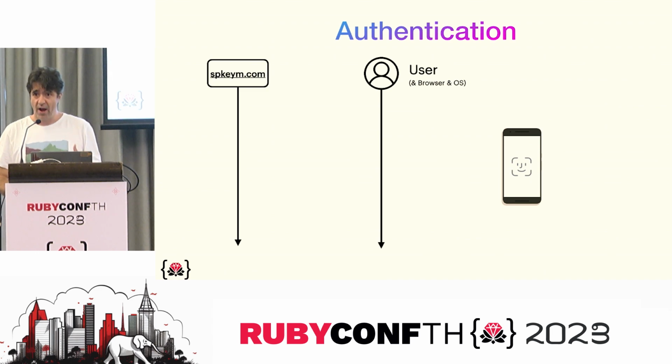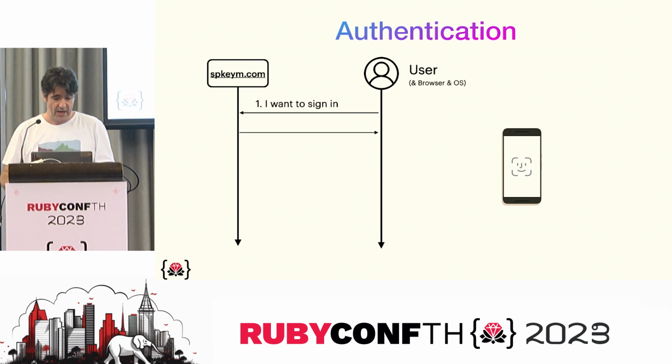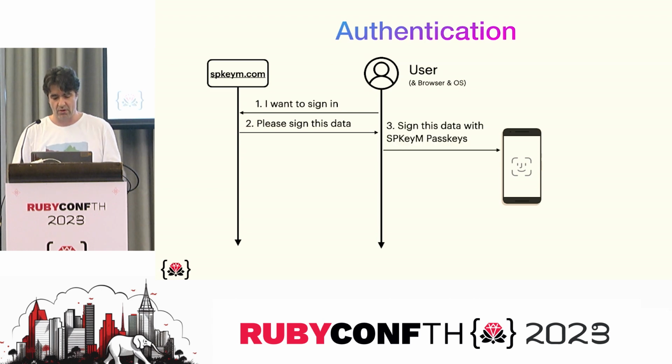So now that you have an account using passkeys and you have your passkeys, now you go to the website and you want to authenticate, right? So this is how authentication looks like. You go there, you want to sign in, and then now the site is going to ask you to sign a piece of data using your private key. It's like, okay, all right, I'm going to do my things here on my device. I'm going to do the validation.